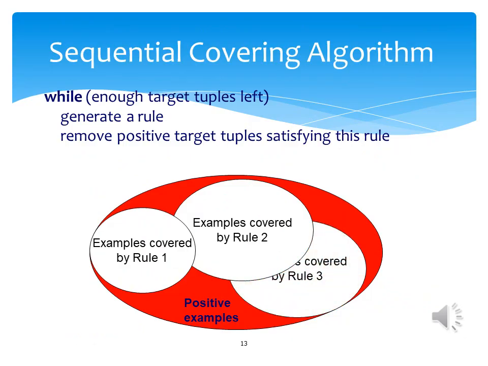Here's the basic algorithm. While there are still positive examples left, we generate a rule and remove all the positive examples it covers. We repeat this until the stopping condition is met. This contrasts with decision trees, which generate rules all at once from the tree structure.